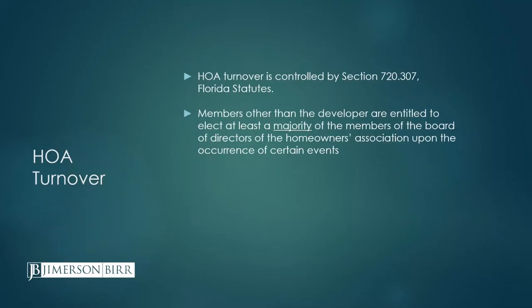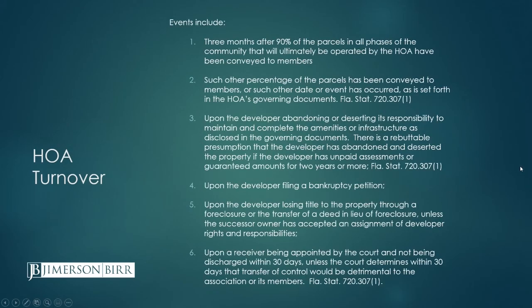All right, so the statute that specifically governs HOA turnover is 720.307. Members other than the developer are entitled to elect at least a majority of the members of the board upon the occurrence of certain events, which we'll go over in just a second. Those events are once 90% of the parcels in all phases of the community have been conveyed to members, been sold, then 3 months after that, the HOA is entitled to elect a majority of the board members.